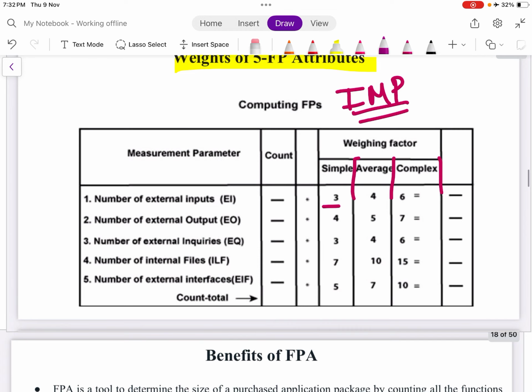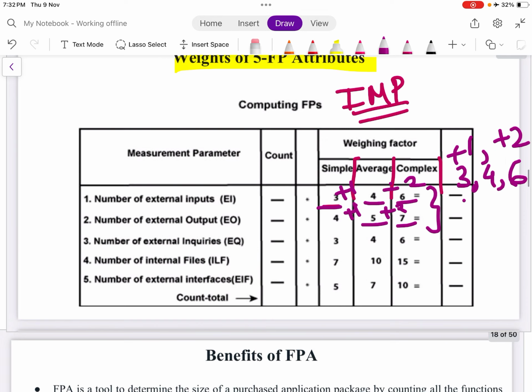Now how will you remember this? For exam, 3, then 1 you add, you get 4, again you add 2, you get 6. 4, 1 you add, you get 5, you add 2, you get 7. So this is what? Add 1, add 2. 3, 4, 6, 4, 5 and 7. Then 3, 4, 6 again comes like this. 1 add and then you add 2.